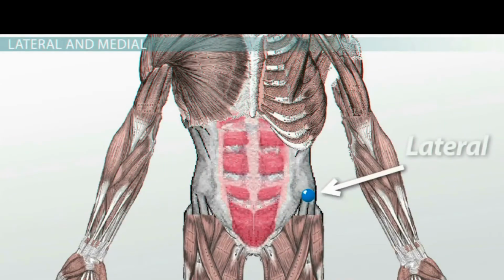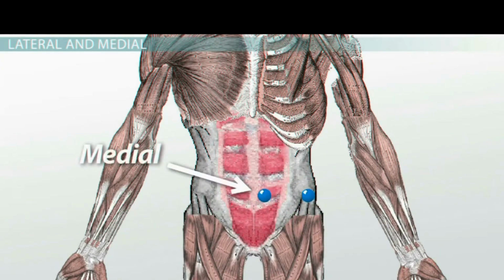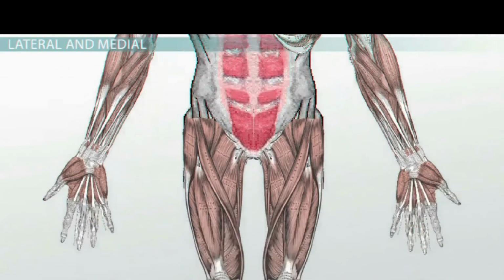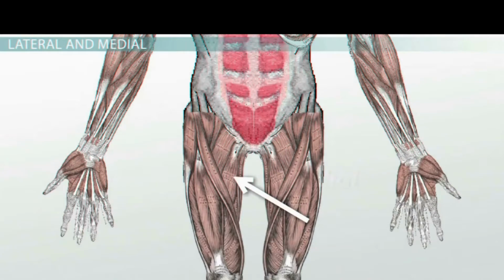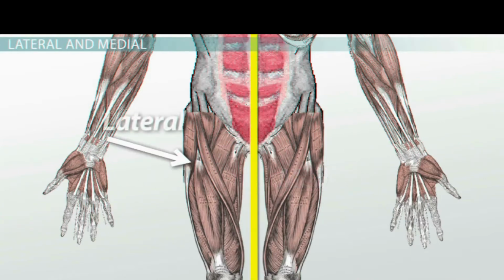In simple terms, something lateral is to or on the side of something else, while something medial is toward the middle of something. It should come as no surprise, then, that the inner part of your thigh, the inner thigh, is the medial part of your thigh, since it's the closest to the imaginary midline we drew, while the outer thigh is the lateral part of your thigh.